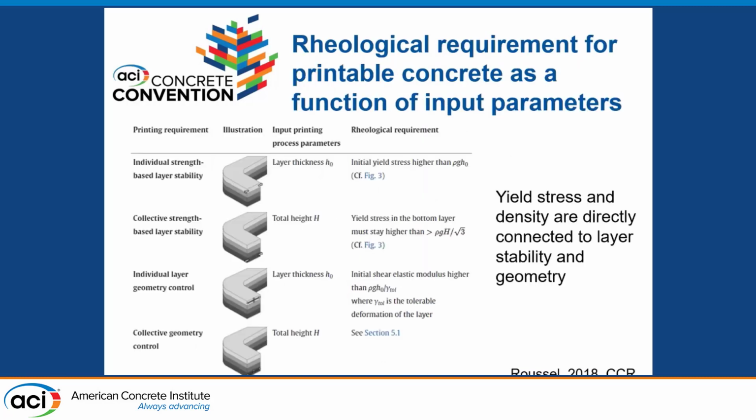And then the aim of this chapter is really also to gather the literature, so you can also go back to other articles that explain in more detail, but here you will see how your yield stress and your density are really connected to the layer stability and geometry. And then you can see also some specific requirements for your elastic modulus that varies with your density, basically. And your yield stress as well. So you see how important it is to know these values.